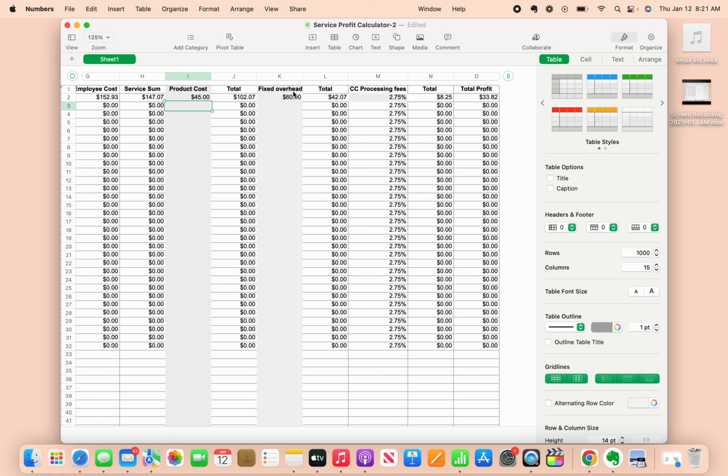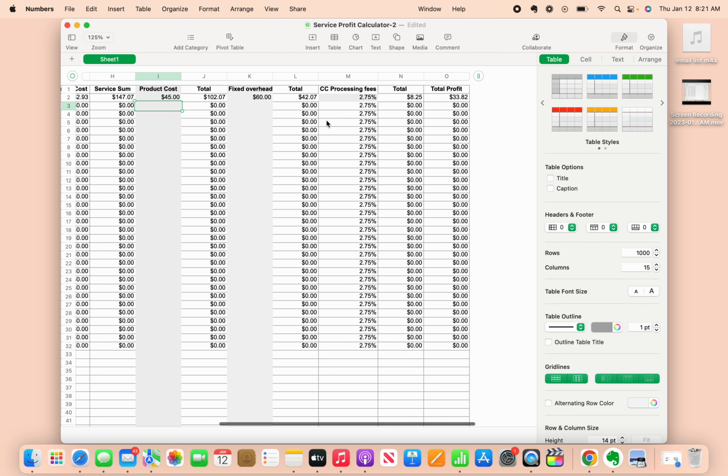Your fixed overhead is going to be all of your fixed expenses that are due monthly that do not change. So it's going to be your rent, your insurance, your booking system, your payroll, all of those things configured. So you know what your business is costing you per hour, per station. Then we're going to go to here. So this is going to be your total leftover.